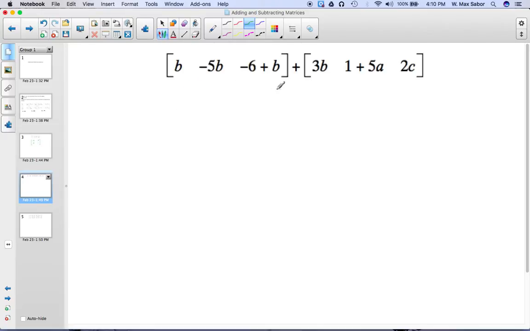Here, they are both 1 by 3 matrices, so that's fine. We do b plus 3b and get 4b. -5b plus 1 plus 5a. Well, none of those are like terms, so we just add them: 1 plus 5a minus 5b. And the last terms, -6 plus b and 2c: -6 plus b plus 2c.